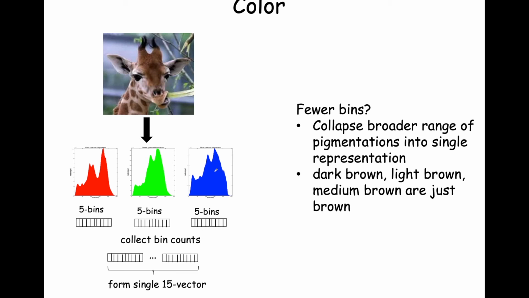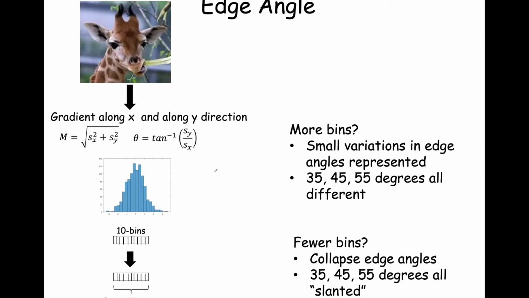For a smaller number of bins, you get a more coarse-grained resolution in your representation. For a larger number of bins, you get a more fine-grained resolution in your representation. So for fewer bins, that means less differentiation on the color. Everything that's light brown, dark brown, or medium brown would just be brown. Okay, so let's take a look at the edge angle.